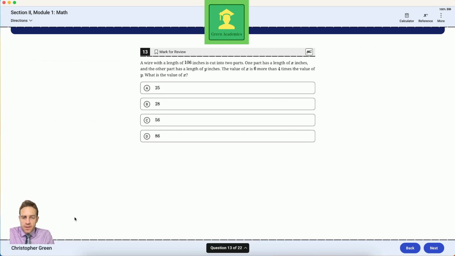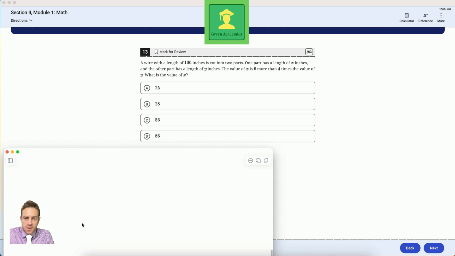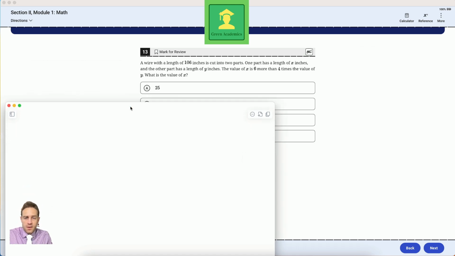A wire with a length of 106 inches is cut into 2 parts. One part has a length of x, and the other part has a length of y. Well, so of course it's x plus y is 106. The value of x is 6 more than 4 times the value of y. So x is 6 more than 4 times the value of y, which I think it makes most sense to write like this, right? That's 6 more than 4 times the value of y. Then you do this by substitution.